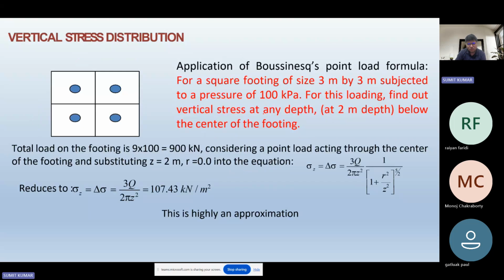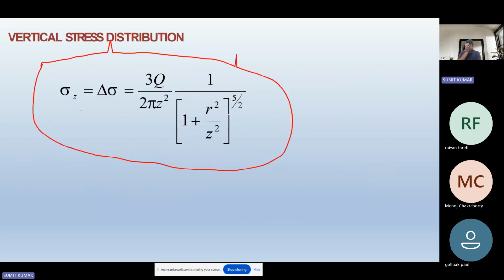Okay, now we move to the problem associated with this. The question I mentioned earlier is a similar problem. It is the application of the Boussinesq point load formula, that is, 3q by 2 pi z square into 1 by 1 plus r square by z square to the power 5 by 2. This sigma z is also written as kb into q by z square, where kb is called the Boussinesq constant, which is 3 by 2 pi into 1 by 1 plus r square by z square whole power 5 by 2.